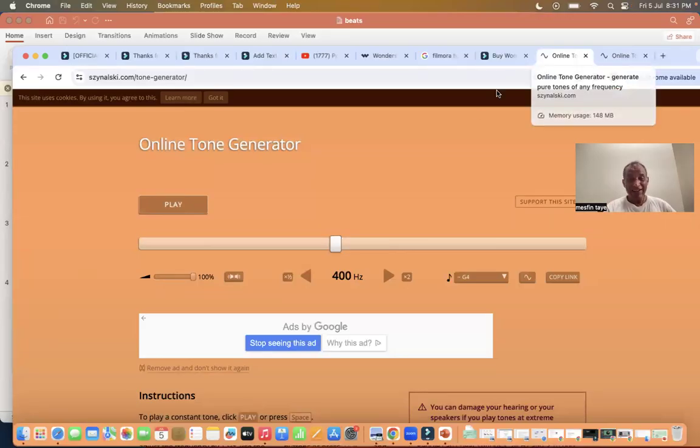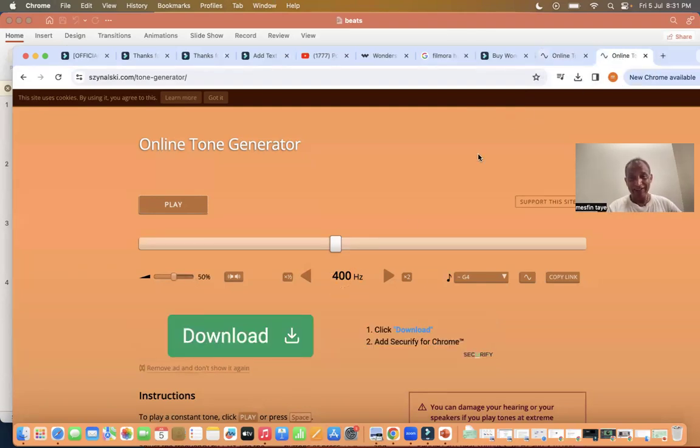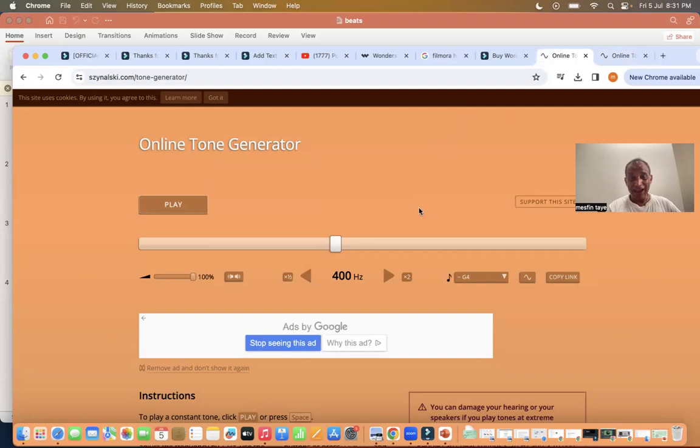Now I will keep this one at 400, but I'll increase the other one by just 1 hertz. So the difference between the 2 frequencies, 401 minus 400, is just 1 hertz. That means every 1 second, I will hear a beep. So let me play both of them at once. Bear with me.